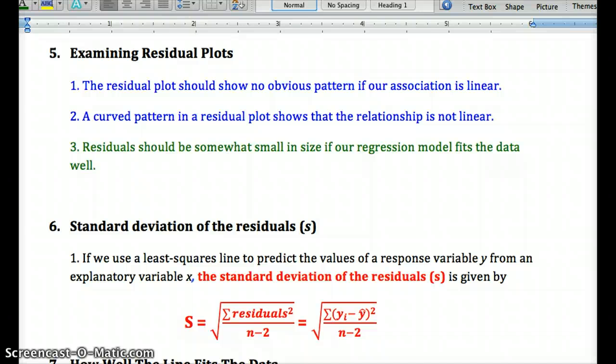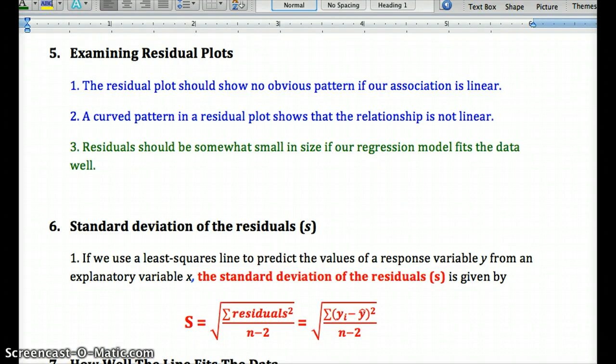The standard deviation of the residuals is very important. Our standard deviation is the square root of the sum, remember this little symbol means adding up, of all the residuals squared, divided by n minus 2, because it's an estimator. The residual is the distance in y, so the actual value minus the predicted. We square them and add them all up, divide by n minus 2, and then take the square root of that whole value. So that gives us the standard deviation of the residuals, meaning the average distance of our residuals from the regression line.